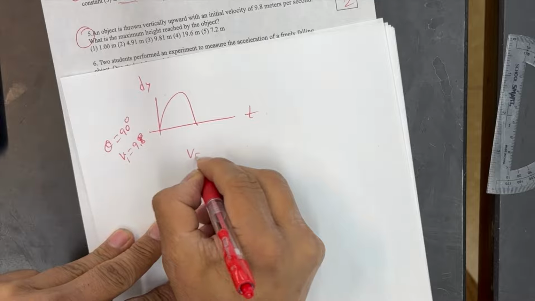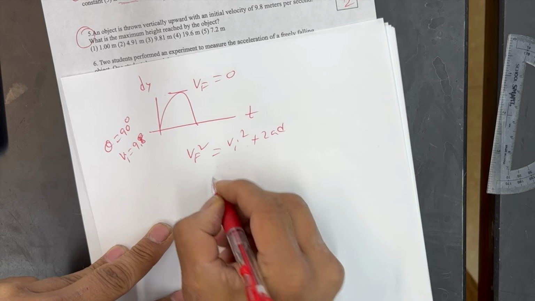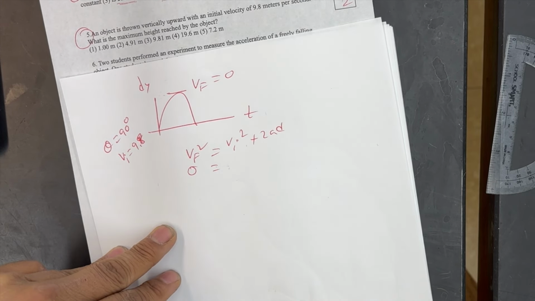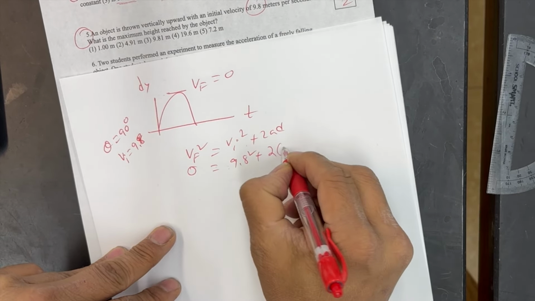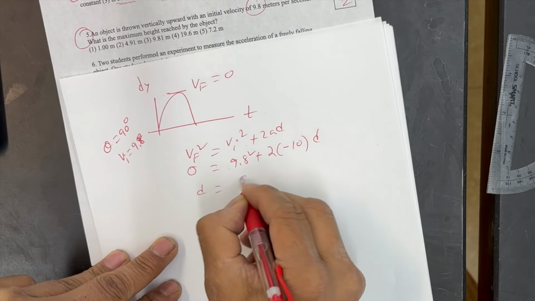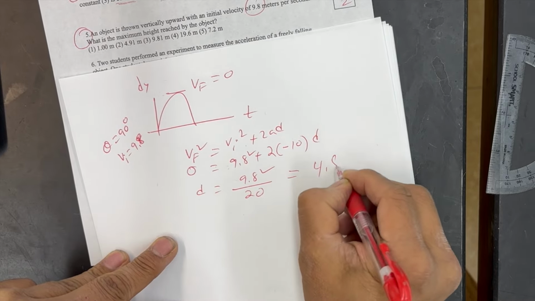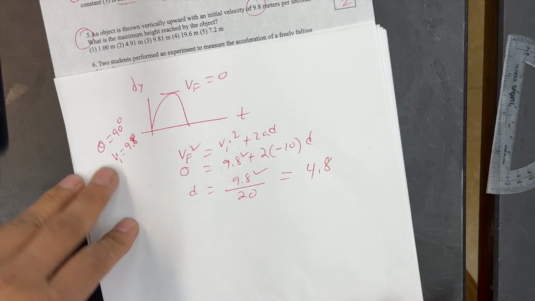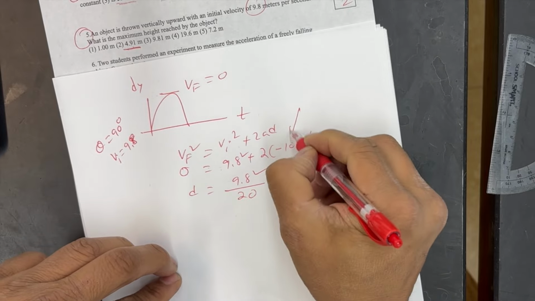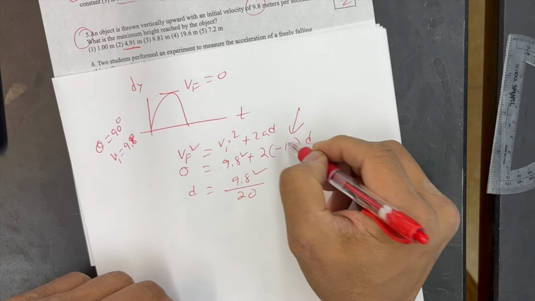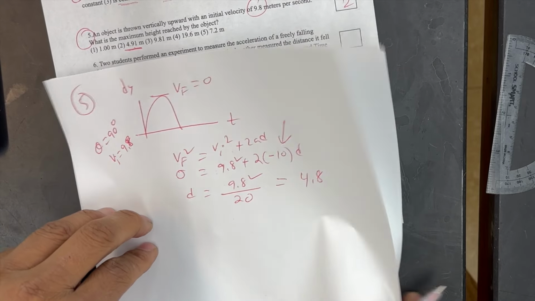So what are you going to do? Vf square, this velocity is 0. Vf square is equal to vi square plus 2ad. So this is 0. What is vi? Vi is 9.8. So 0 equals 9.8 square plus 2 times acceleration, negative 10, times d. So d is 9.8 square divided by 20. This is 4.8-ish. This one is close to the right answer, so I'm going to choose this one. They probably use negative 9.8, but I use negative 10 to save time. And that was problem 5. Now we're going to do problem 6.